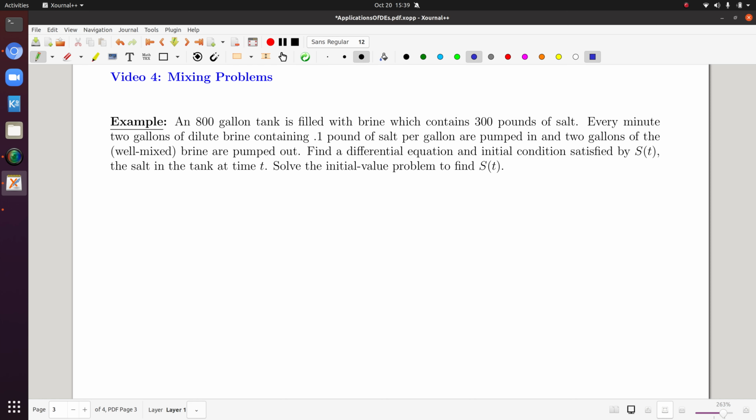We want to find a differential equation and initial condition satisfied by S of t, which they're describing as the salt in the tank at time t, and then solve this. So one thing that we're going to take advantage of that we've seen in an earlier example is that dS/dt is yet again going to be something that we can represent as the rate in minus the rate out. I see that there's something being pumped in and then some of it's being pumped out.